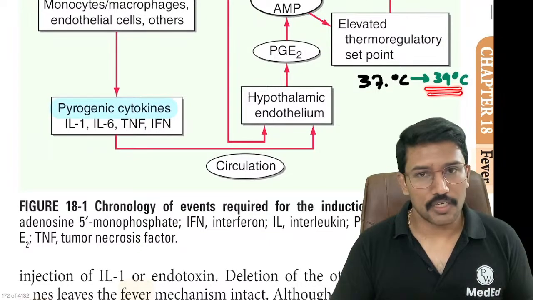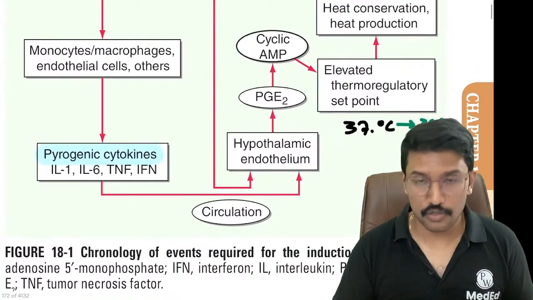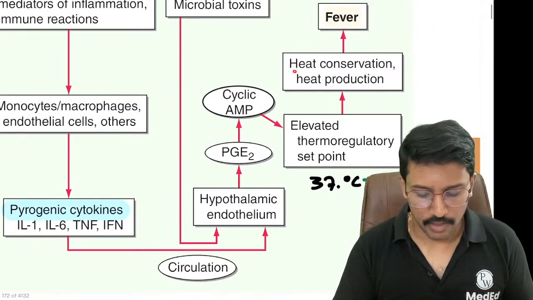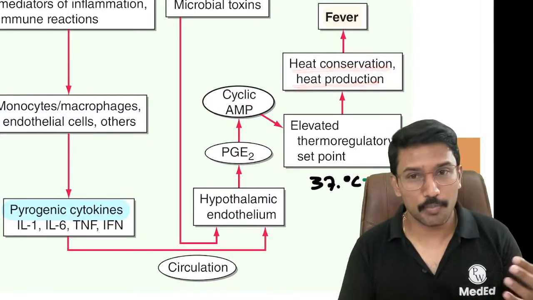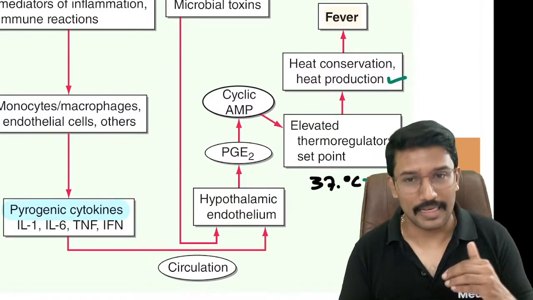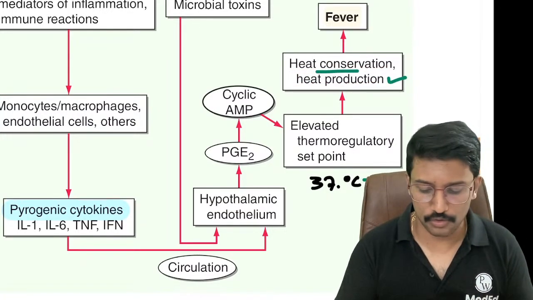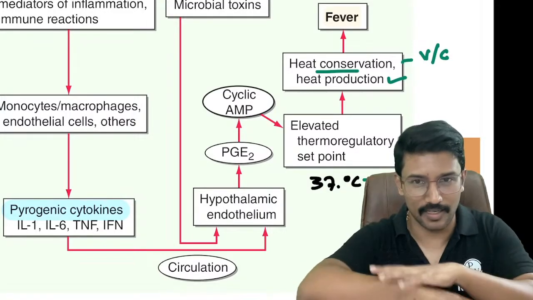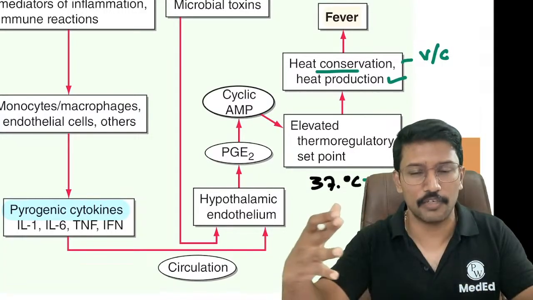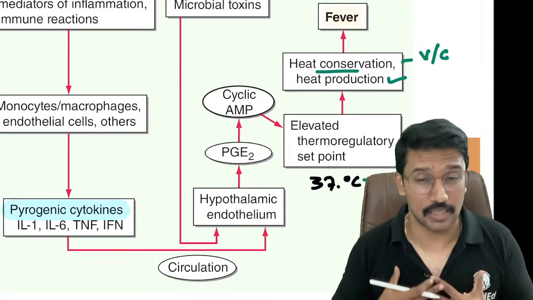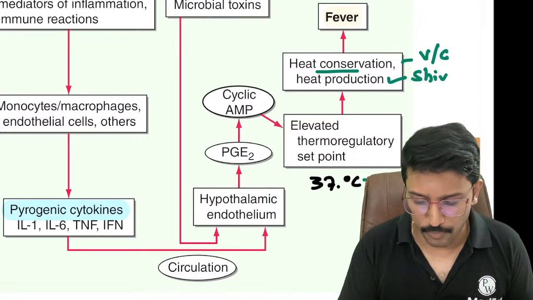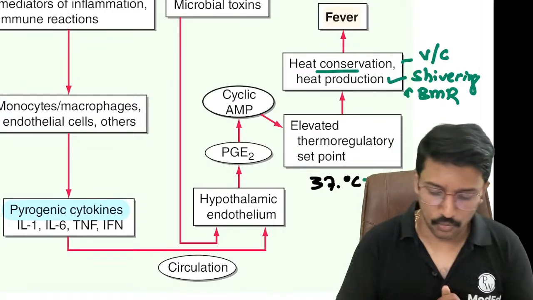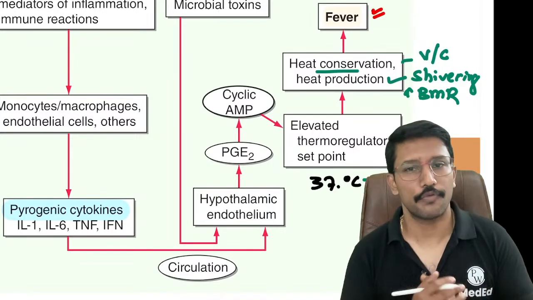Now once the set point is changed, right, the hypothalamus will send signals to the body to keep the body temperature around 39 degrees Celsius. And that is why there will be increased heat production through shivering, right, increased metabolic rate, and there will be heat conservation through vasoconstriction. Blood vessels will constrict so that the periphery is getting less blood, and I will be losing less heat from the body, right? Most of the core temperature is now conserved. There will be increased heat production by shivering and increased basal metabolic rate, and that is how the body temperature elevates and we develop the fever.